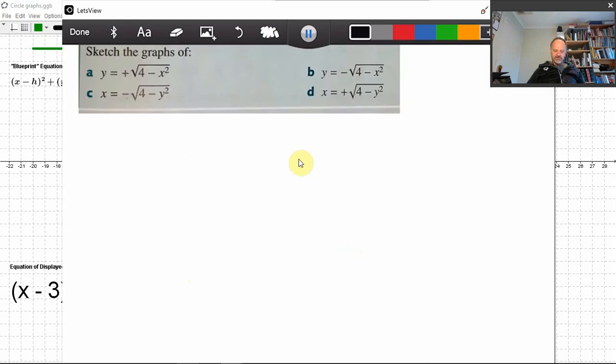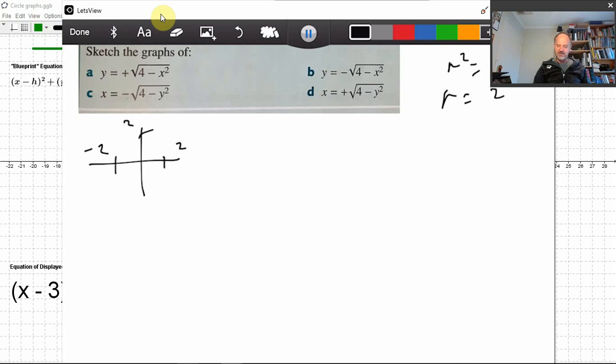So here's some examples. For this one here, the first of all of these, for example, r squared is 4, so r is equal to 2. So the first two we've had a look at were the y equals ones. So let me have a rough sketch. It's y equals, and we've got a radius of 2.